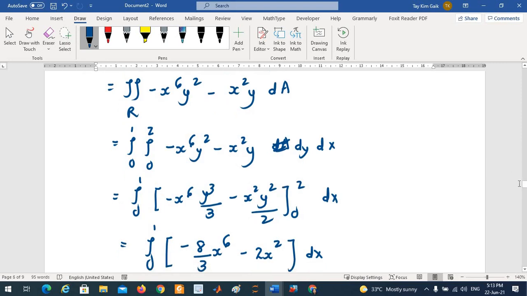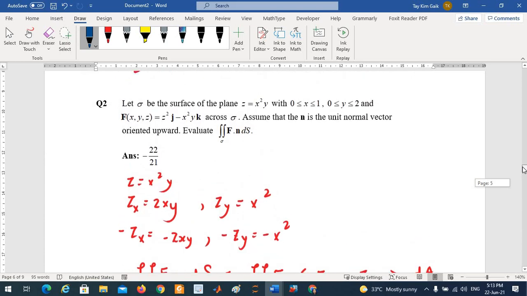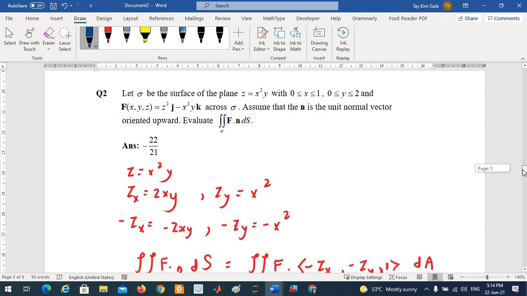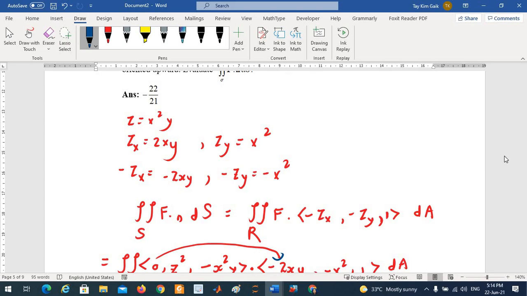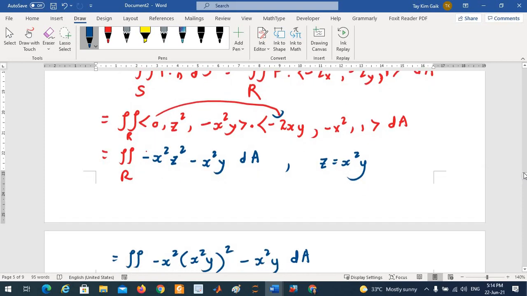Okay, this is the second question. Similar to the first question, it's only that the surface now is z equal to x squared y. So you find zx, which is 2xy, and zy is x squared. Okay, the zx and zy are needed from here. Plug in here, negative zx, negative zy. Then you do the dot product. Lastly, evaluate it, and it becomes the problem of your double integral, after you plug in z as x squared y. Okay, so this question. Any question or not? Okay, question 2 here.